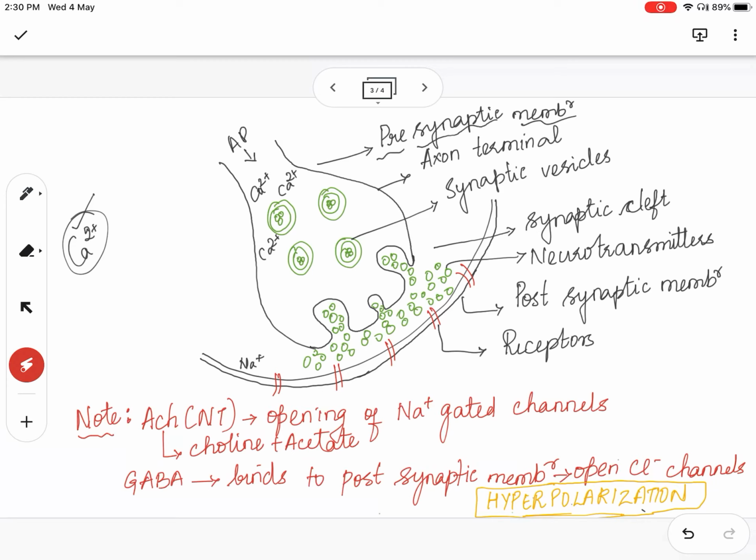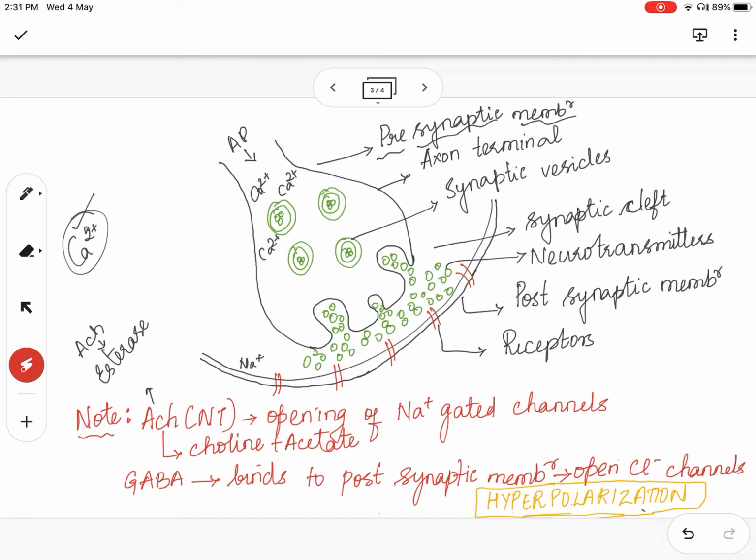Example, if you want to break down the acetylcholine, acetylcholine is broken down using the enzyme acetylcholine esterase. What is the name of the enzyme? That is acetylcholine esterase. The same acetylcholine esterase gives rise to the products, that is choline and acetate. This is also asked. This is also important. The questions have come twice or thrice in the question papers.